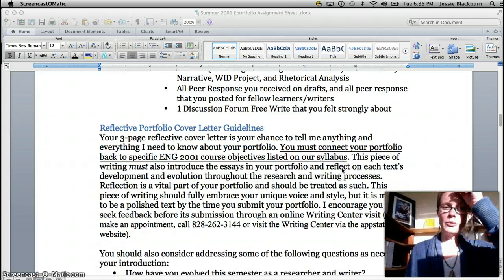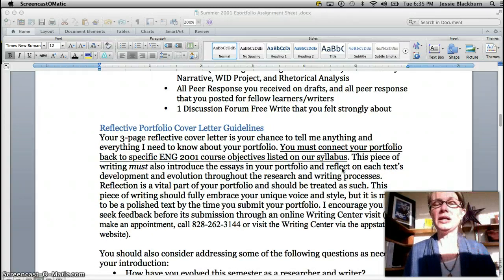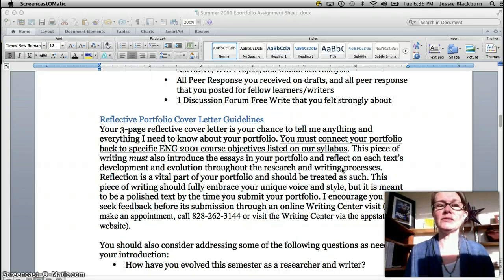So the reflective portfolio cover letter is a 3-page reflective cover letter, and it's your chance to tell me anything and everything I need to know about your portfolio. You must connect your portfolio back to specific English 2001 course objectives listed on our syllabus. I want to restate that. You must use this letter to connect your portfolio and artifacts or pieces of your writing back to specific English 2001 course objectives. This piece of writing must also introduce the essays in your portfolio and reflect on each text's development and evolution throughout the research and writing processes.